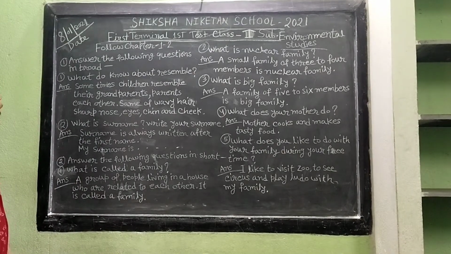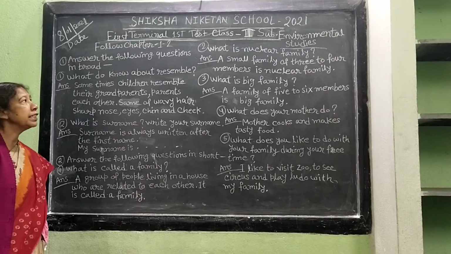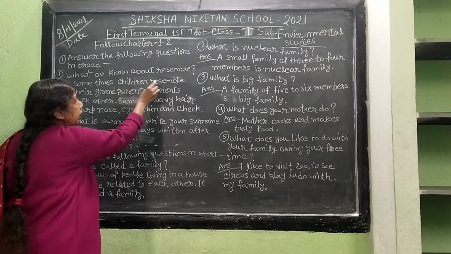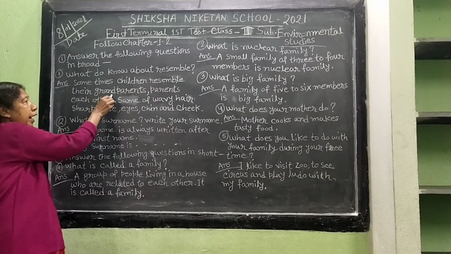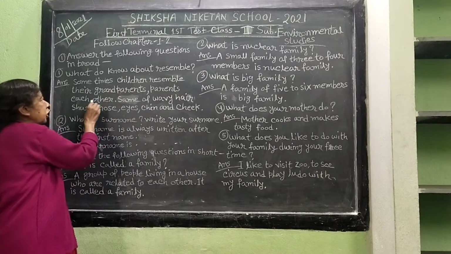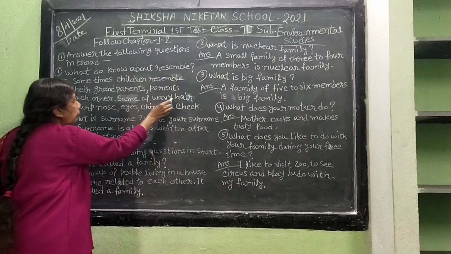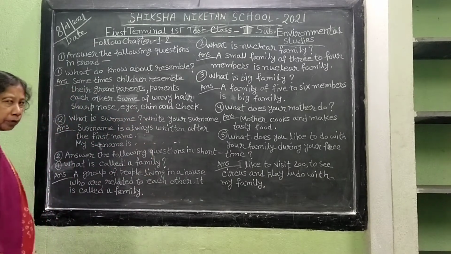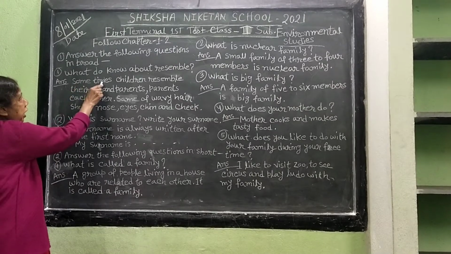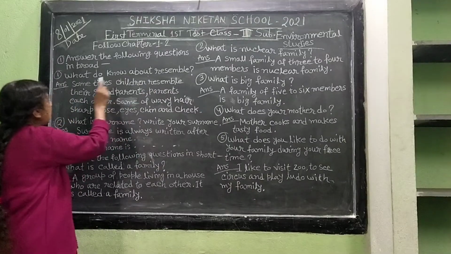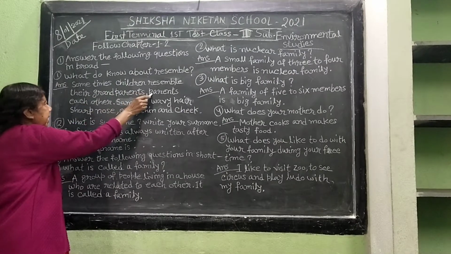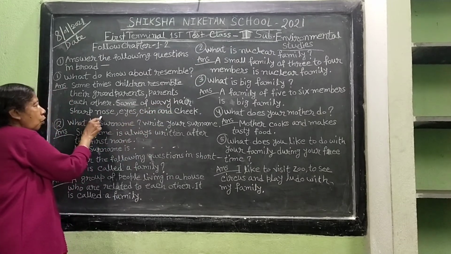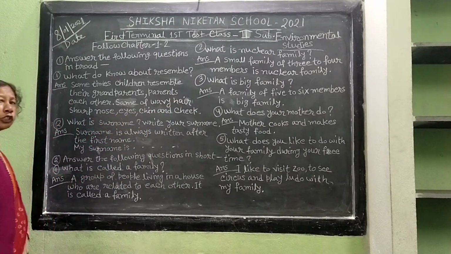Question number 1. What do you know about resemblance? Answer: Sometimes children resemble their grandparents, parents, and each other. Same are wavy hair, sharp nose, eyes, chin and cheek.